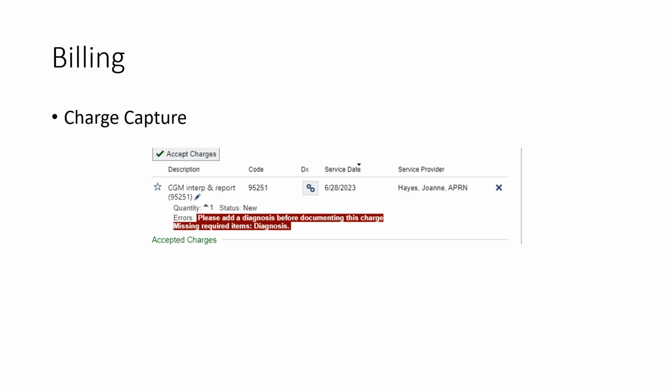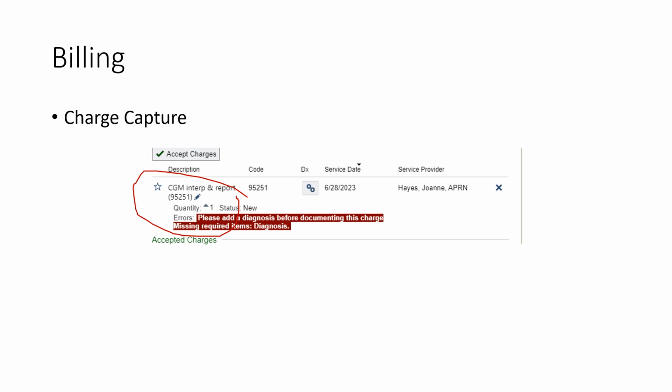If you go to wrap up, it will have charge capture. You click on that, and then you type in CGM interpretation and report, which is right here, and the code is 95251. You can save it to your favorites so it comes up. But the first time you do it, even if you just type in glucose, or if you type in CGM, this will come up. And then you accept the charges. And then that will just be part of the billing for that visit.